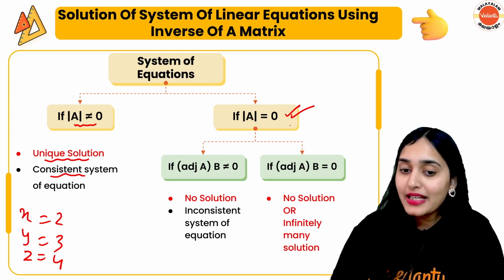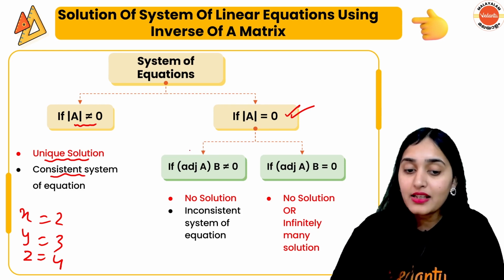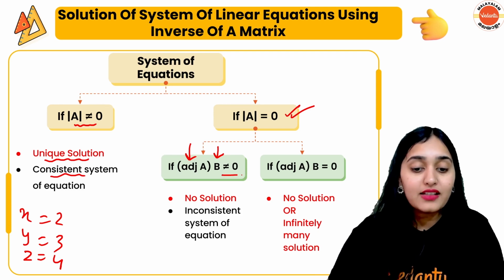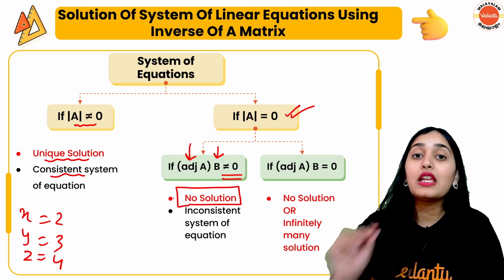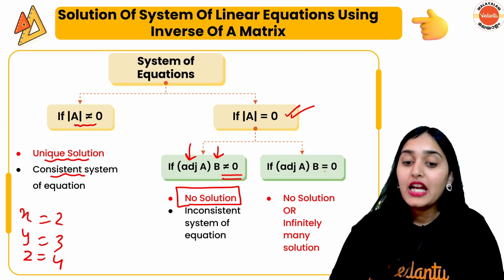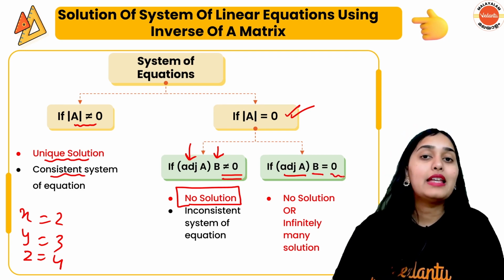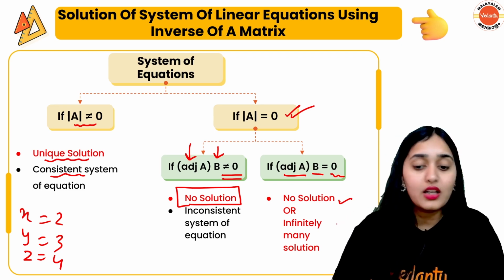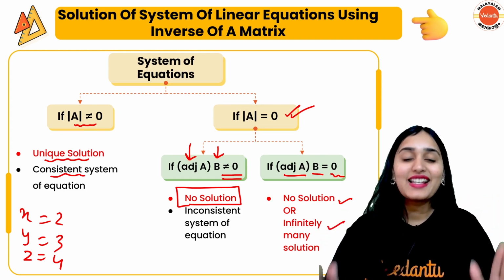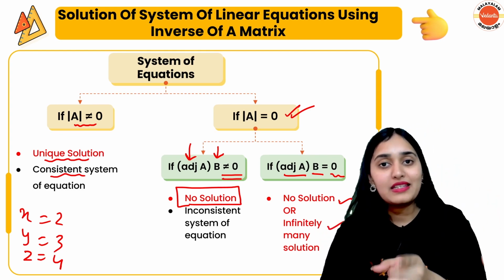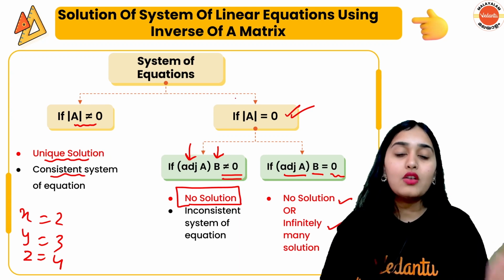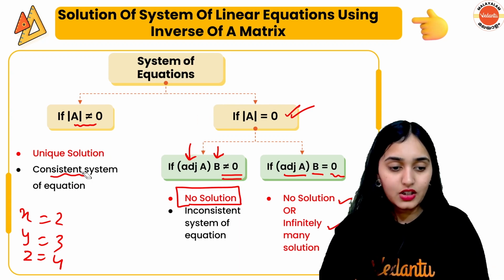But if your determinant is coming 0, then you have to check two things. First, adjoint of A into B, is it zero or not? If it is not zero, then it means that your equation has no solution. Means x, y, z have no values. But if adjoint of A into B is zero, then you say that either it has no solution or it has infinitely many solutions. Okay, so like this, you have to just check what situation is coming up. Based on that only you can tell whether it has a unique solution, no solution, or infinitely many solutions. Understood?